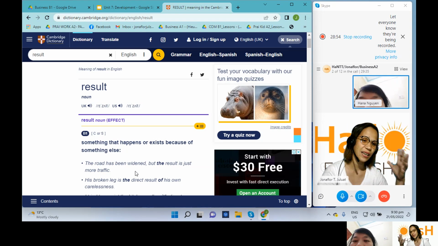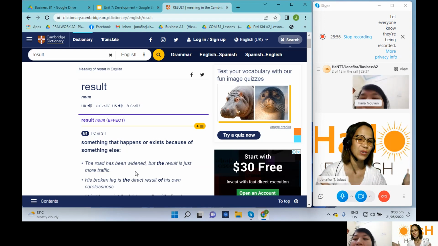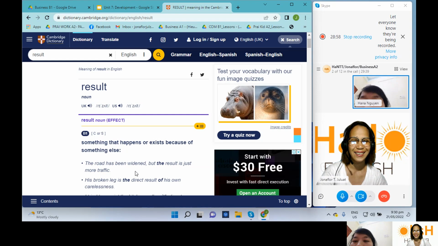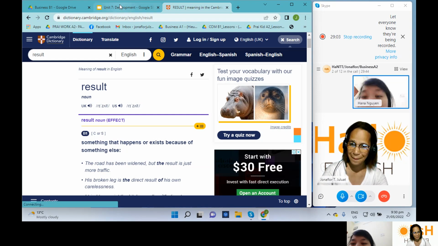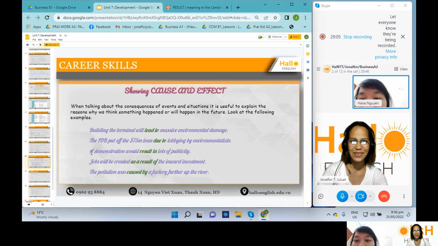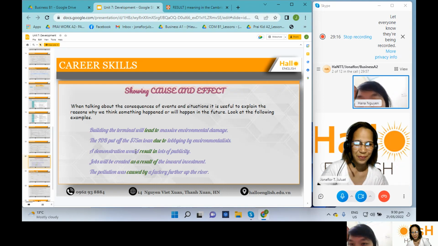The result of road widening. Okay, so in this sentence, the cause is the demonstration, right? And the effect is the cost and also the publicity.